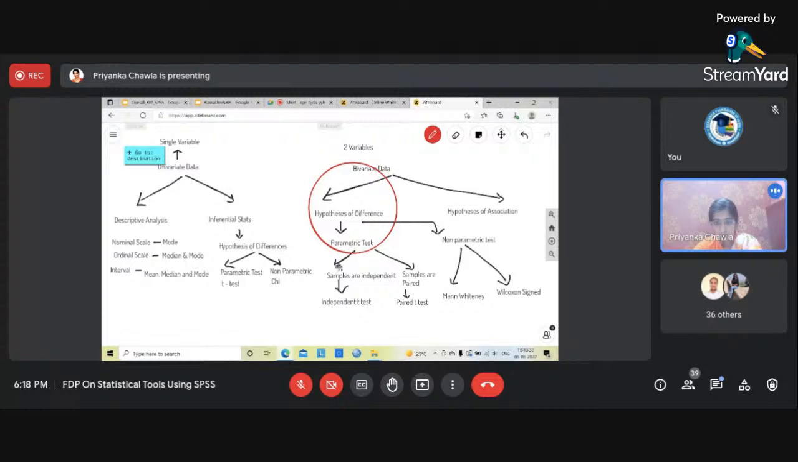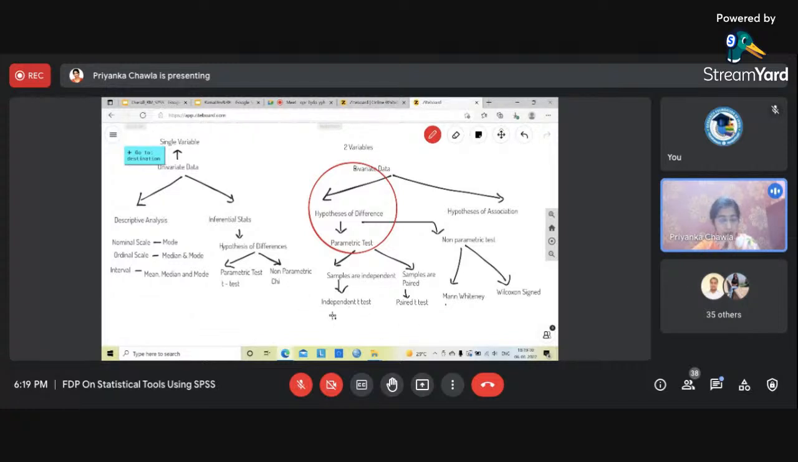Under parametric test, we have two tests, independent and paired, but the data should be interval. If we talk about hypothesis of difference and you are using non-parametric test, it is because the data is not interval; the scale is ordinal or nominal, right? What was the condition of the independent t-test? Can anybody explain? Just opposite to that, we will apply the Mann-Whitney test.